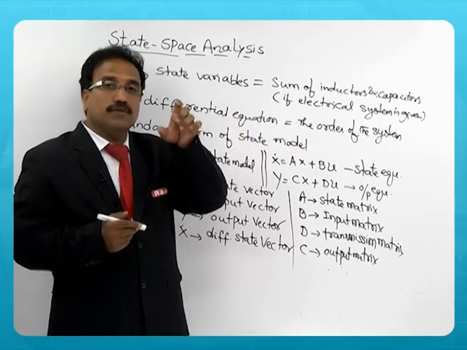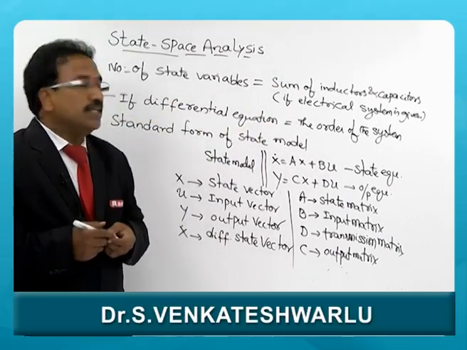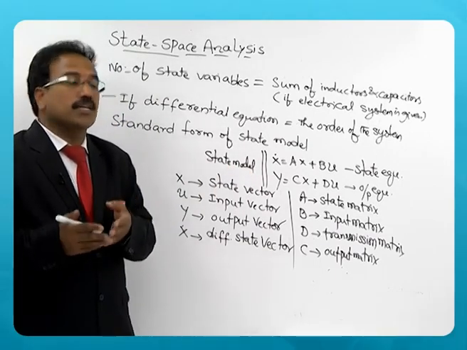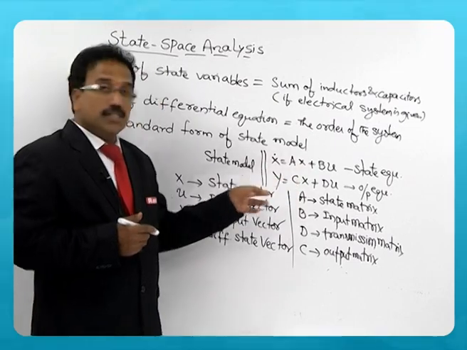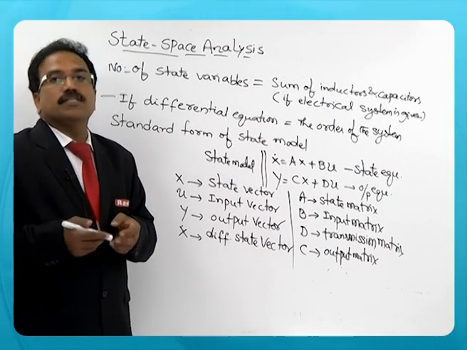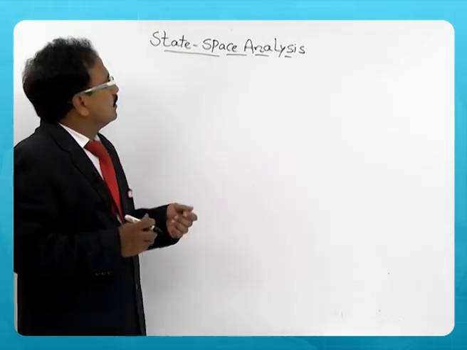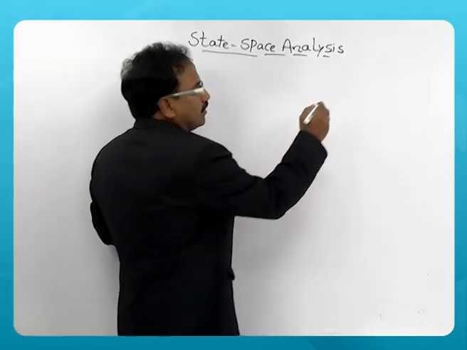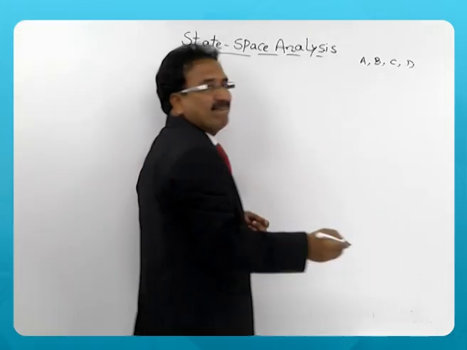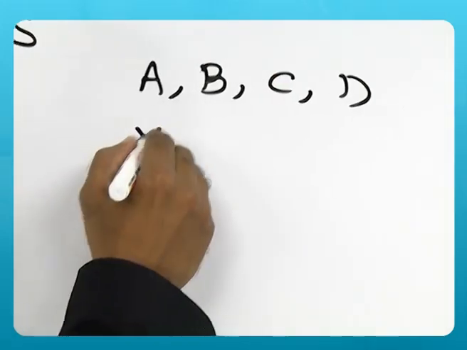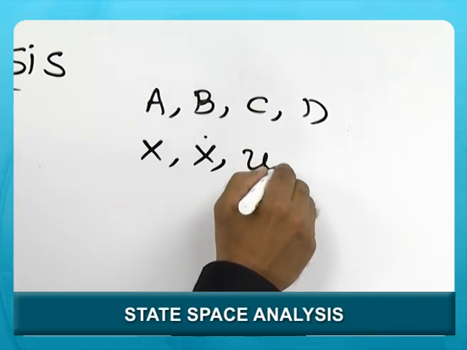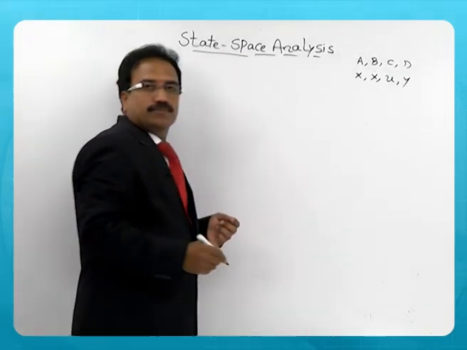Like we have a transfer function for the analysis of the stability and all, we need to have a state model. Any system must be described by the state model, which consists of all these vectors and all these matrices, so that analysis can be done. So the state model consists of 4 matrices A, B, C, D and the state vector, differential state vector, then input vector and then output vector.